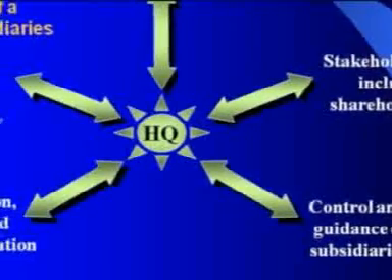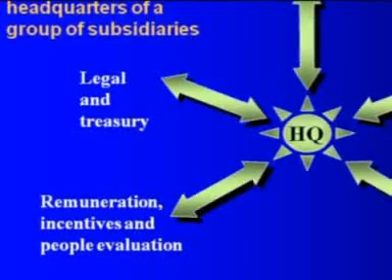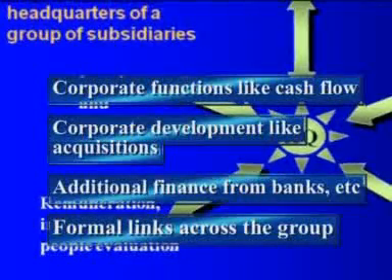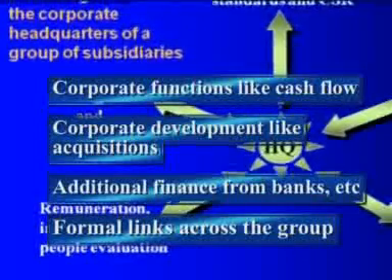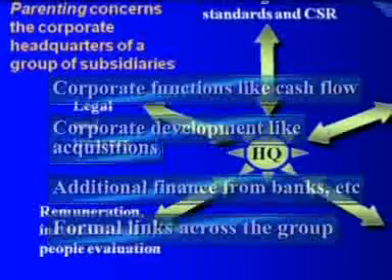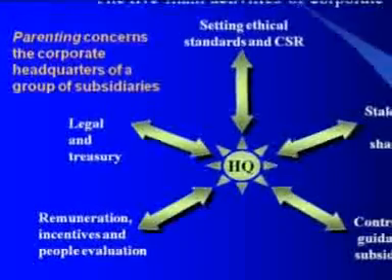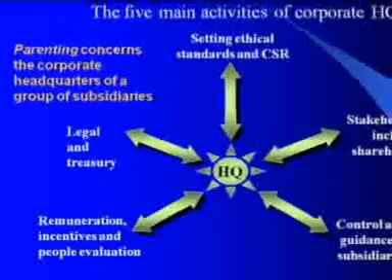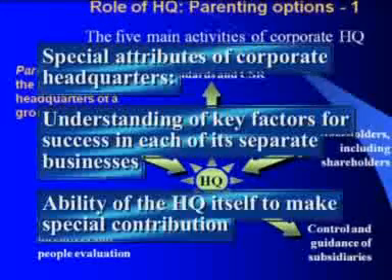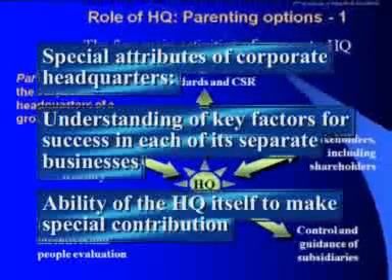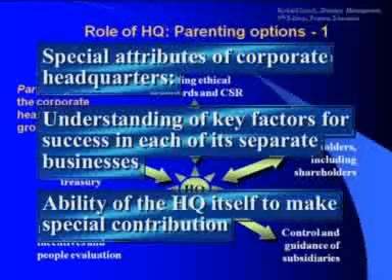Corporate headquarters can make offerings in four areas: corporate functions, corporate development initiatives, additional finance for growth or problem areas, and the development of formal linkages between parts of the organisations. Corporate headquarters needs two special attributes to operate effectively: an understanding of the key factors for success in each of the diversified businesses or industries of its subsidiaries, and an ability to make a special contribution.